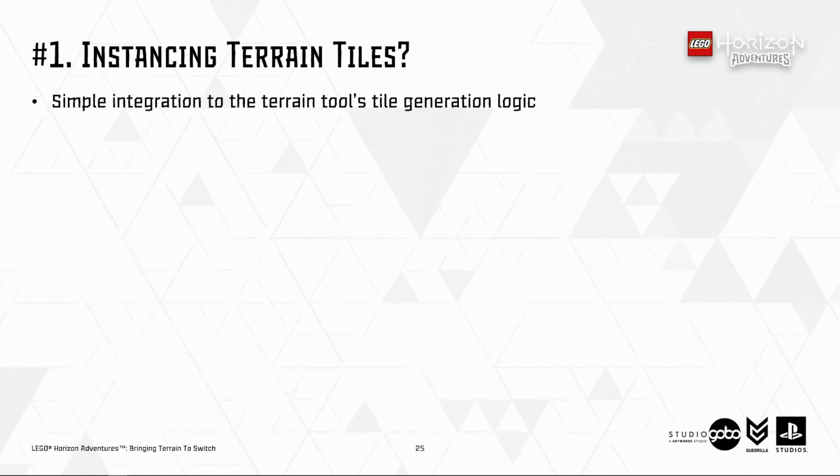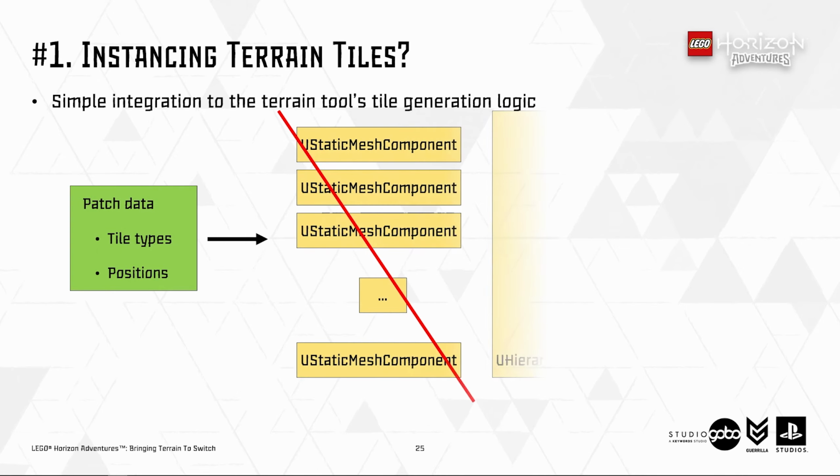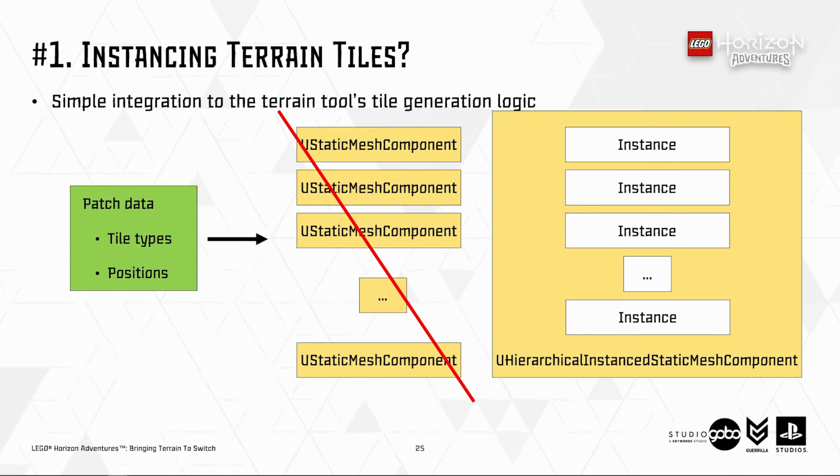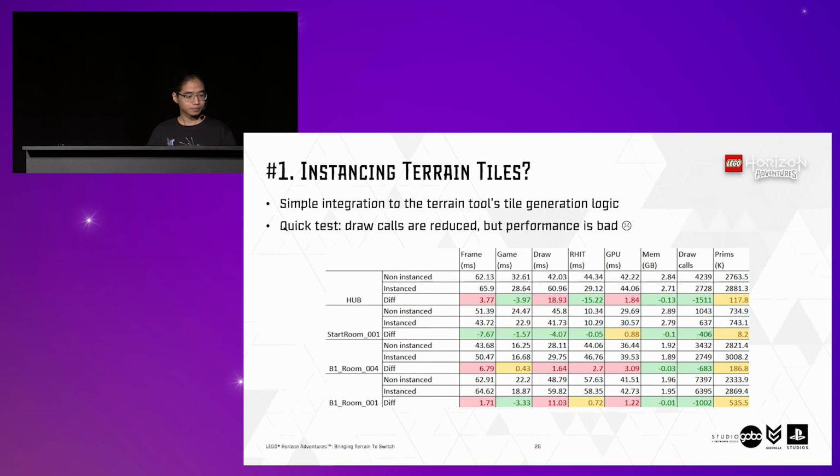So the first idea we had, obviously, to reduce draw calls, was instance tiles. This is simple to integrate because we already have the terrain tool working on the patch data. So instead of spawning different static mesh components, we can just spawn a single hierarchical instanced static mesh component containing all the instances of a tile. But unfortunately, a quick test showed us it's not the case.